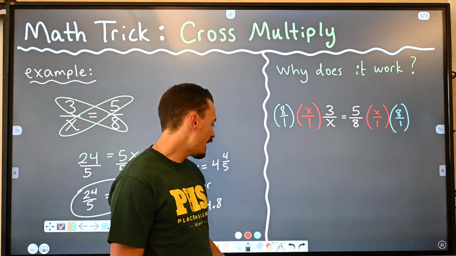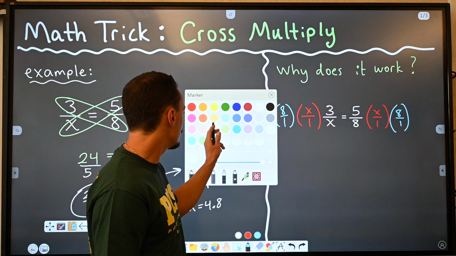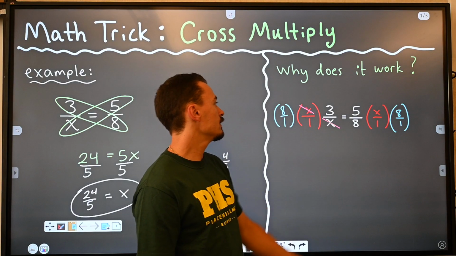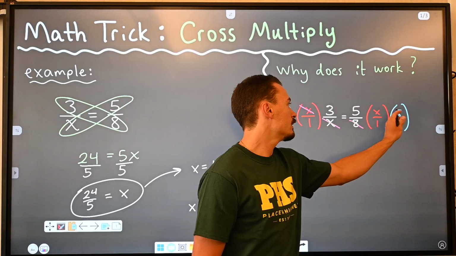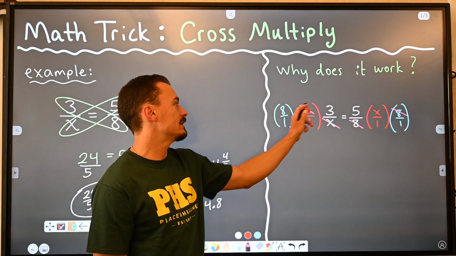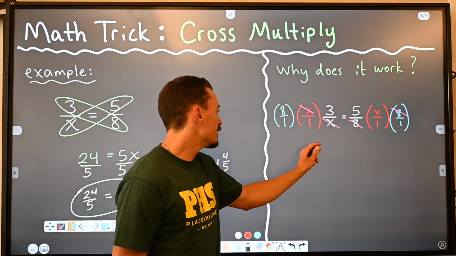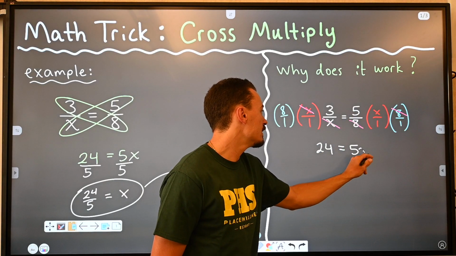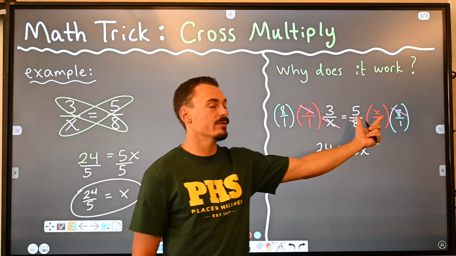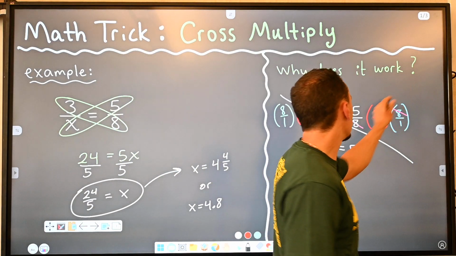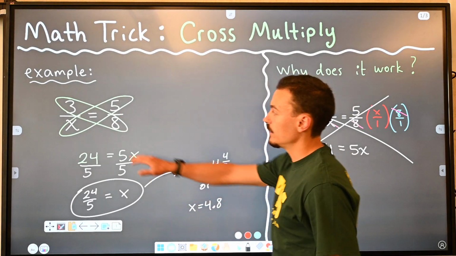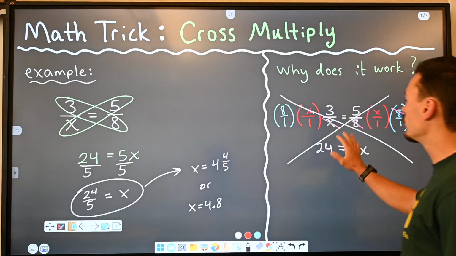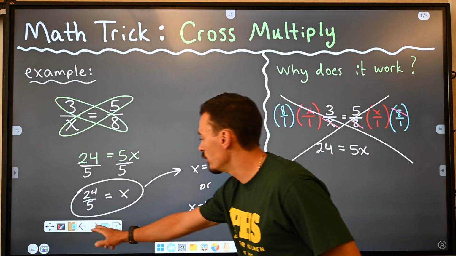Whenever you have something on the top and on the bottom, they cancel. And now you're left with 8 times 3, which is the 24, and then 5 times x, which is the 5x. Instead of writing it this really confusing way, we just write it this really neat, nice way right here where we cross multiply. So hopefully that gives you a little reasoning for why we do this, but let's keep moving.